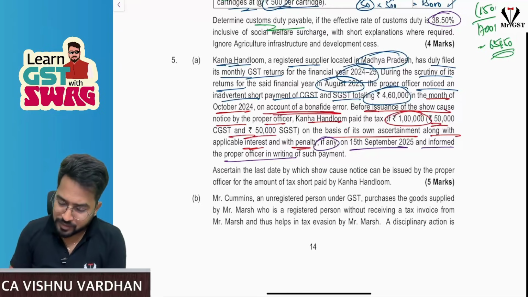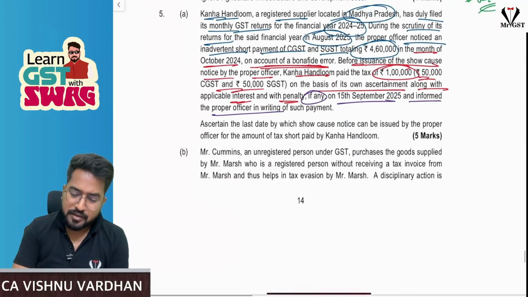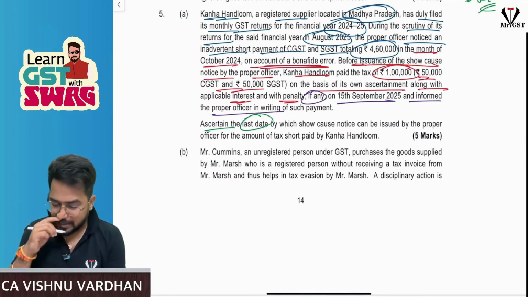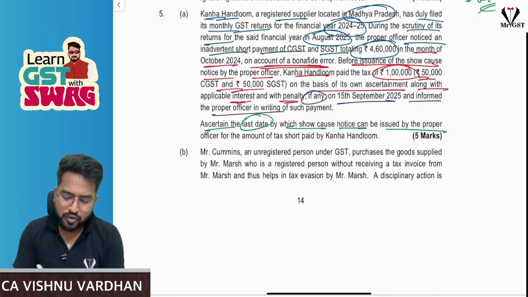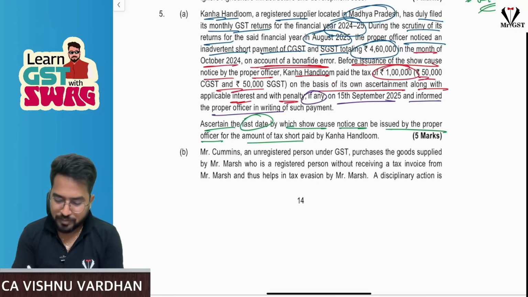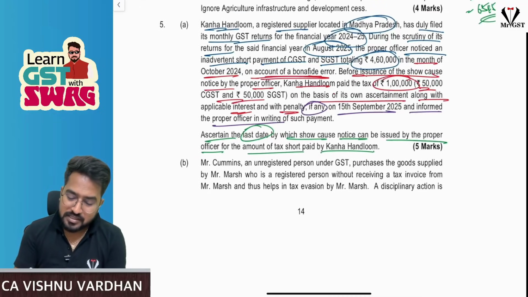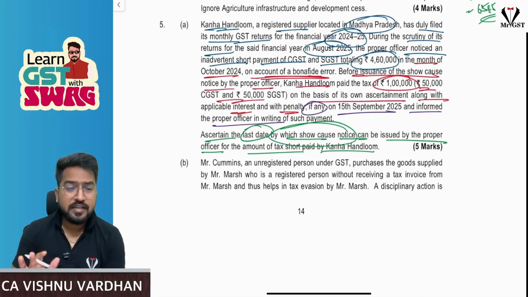and informed the proper officer in writing of such payment. Here, ascertain the last date by which the show cause notice can be issued by the proper officer for the amount of tax short paid by Kanna Handloom. So this is regarding the last date of show cause notice. This entire story is all about that.